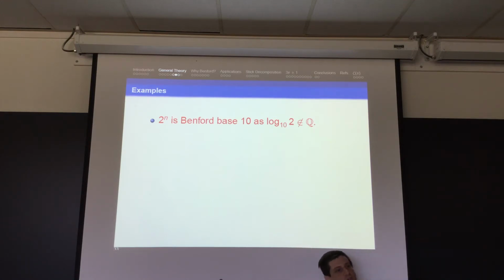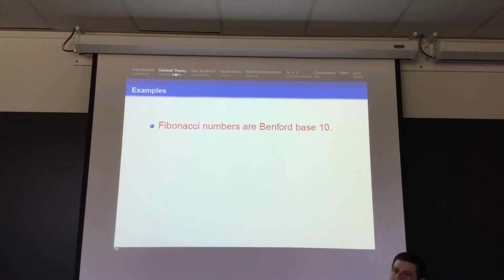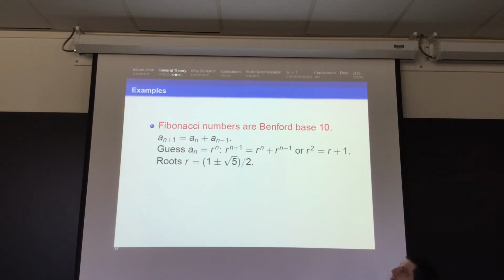N log of 2 base 10 is uniformly distributed, so it becomes Benford. All right, Fibonacci numbers are Benford. The simple proof: here's the recurrence relation. I guess a of n is r to the n. I then find that the roots are 1 plus or minus root 5 over 2.